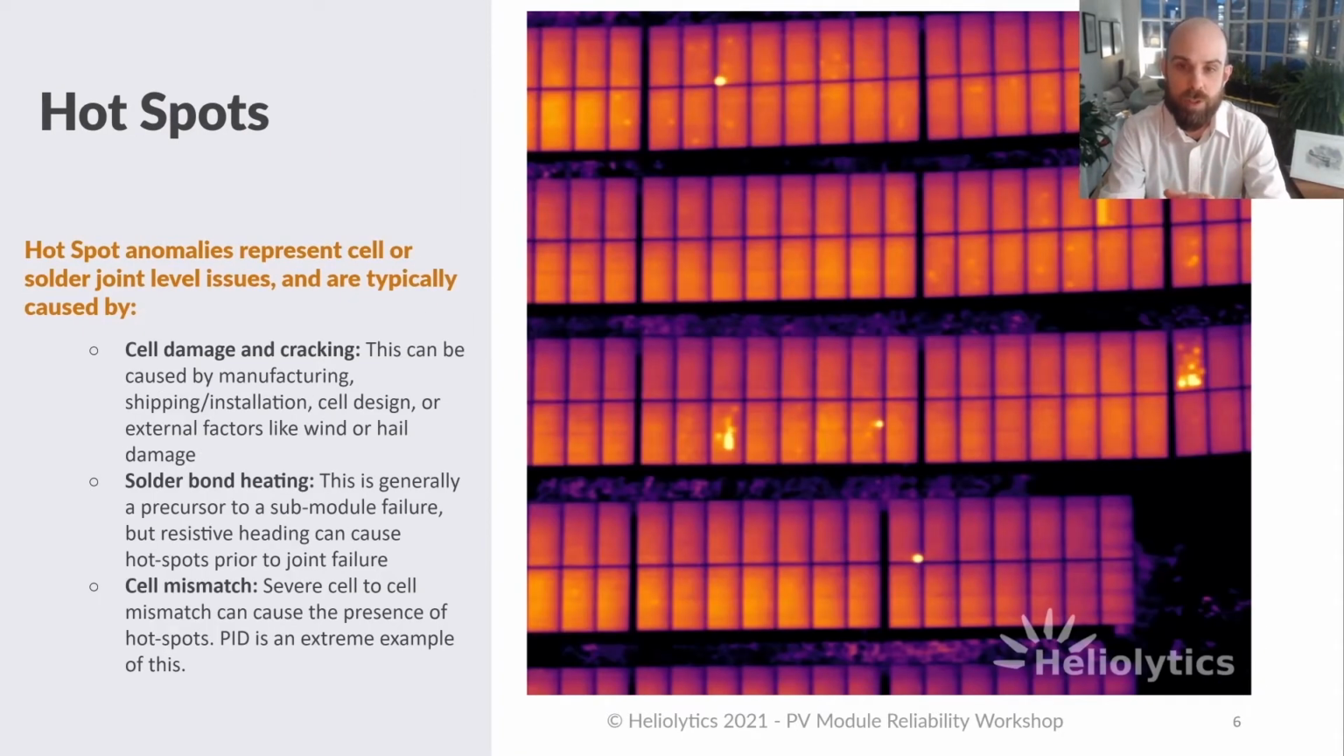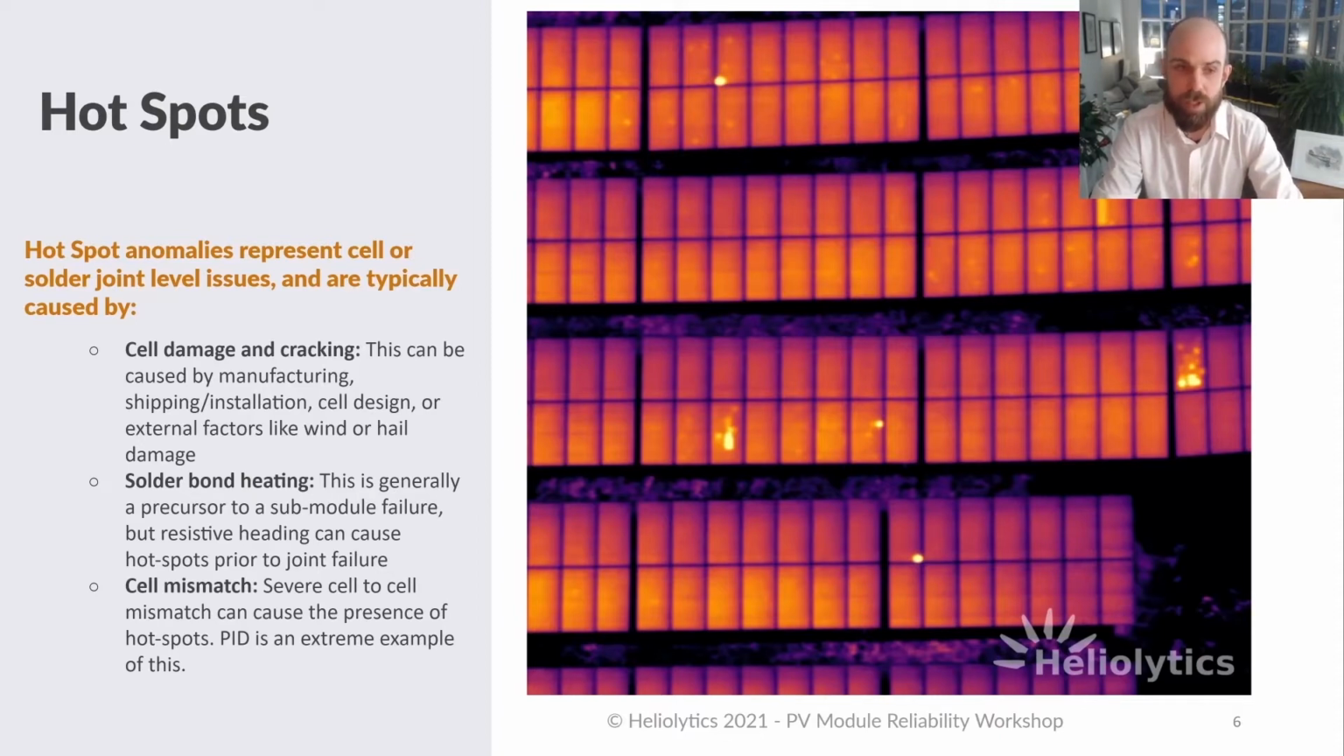Hotspots are what people mostly think about when they think about aerial inspections or thermography, though they typically have a lower impact on the overall energy yield of projects compared to some of the other faults we're seeing here. Hotspots are related to three main failure modes. One is cell damage and cracking caused by shipping, installation, manufacturing, inherent cell design, or external factors like wind or hail damage. The picture you're seeing here is caused by shipping damage. It was shipped improperly, and we saw extensive heating and extensive power loss from these modules in the system.